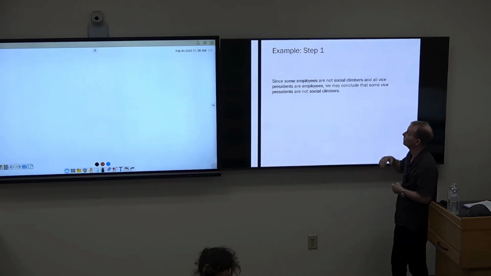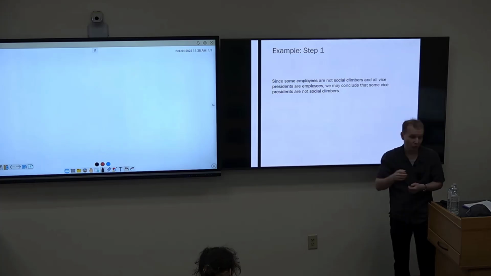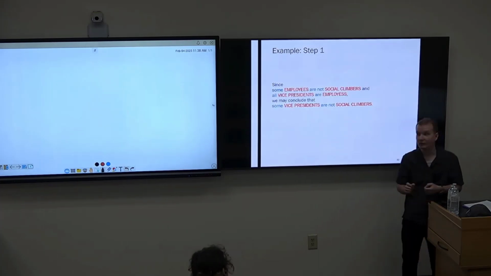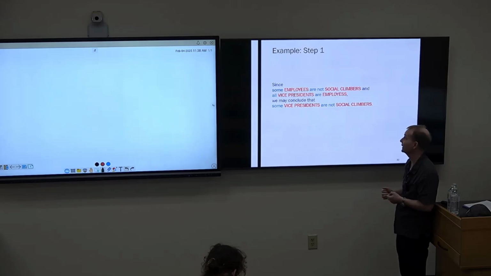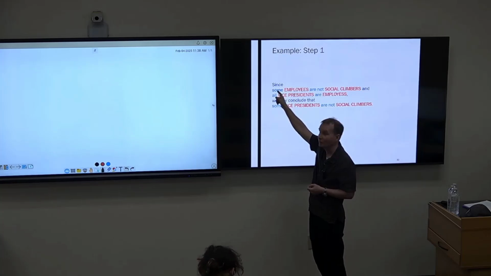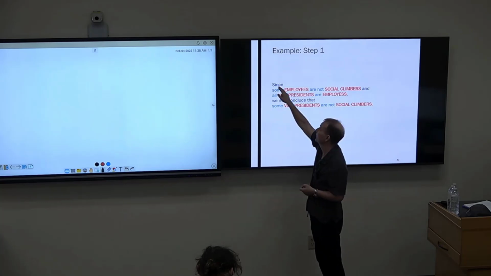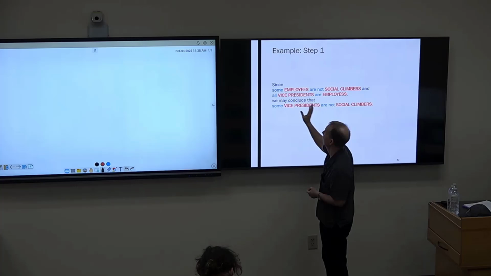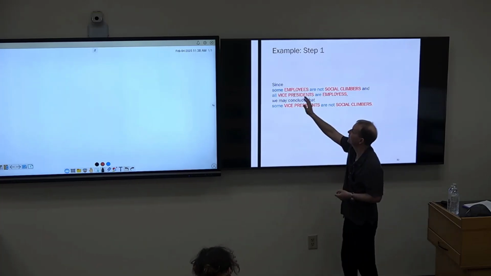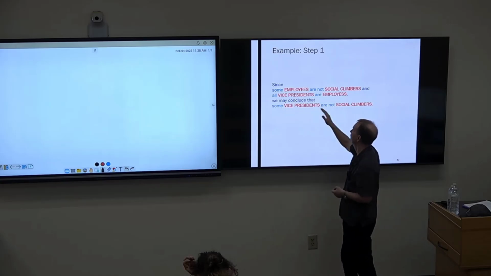Great. Remove, first of all, indicator words, and then all the content words. So this makes it a little bit easier to see what exactly is what. The word since, remember, is an indicator word for premises. We may conclude that is an indicator word for conclusion. I put it in blue, we are removing. Then you have just some employees are not social climbers, and that connects with all vice presidents are employees, and some vice presidents are not social climbers.